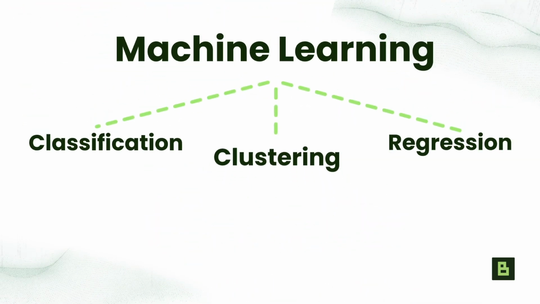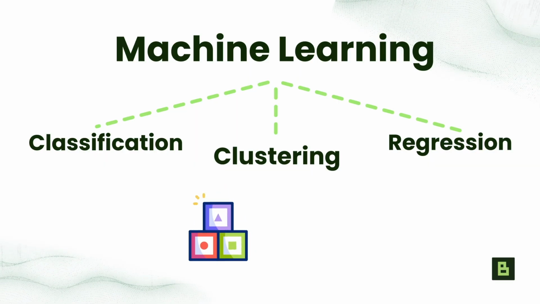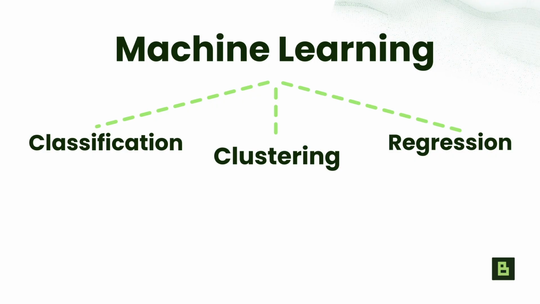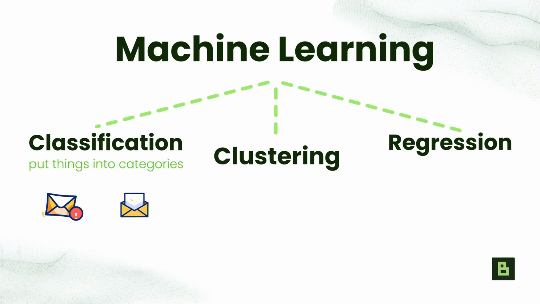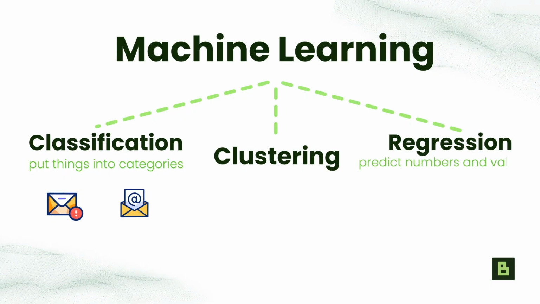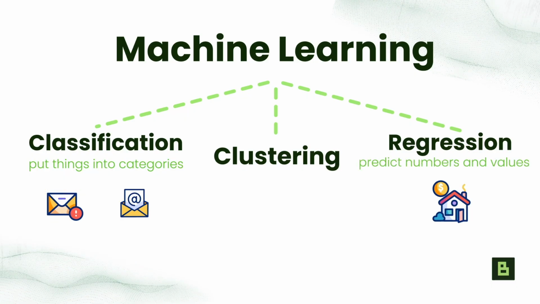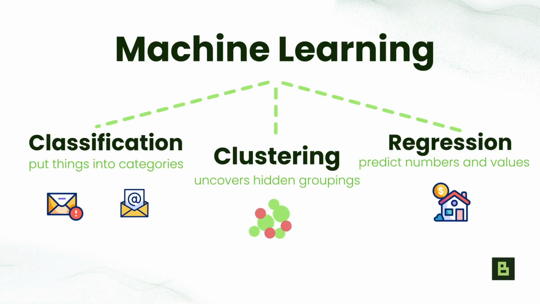So, to wrap up what we've learned here, classification, regression, and clustering are the foundational building blocks of how machines learn from data. Classification helps us put things into neat categories, like deciding if an email is spam or not. Regression allows us to predict numbers and values, such as estimating house prices. And clustering uncovers hidden groupings within data without any labels, helping us find patterns we didn't even know were there.